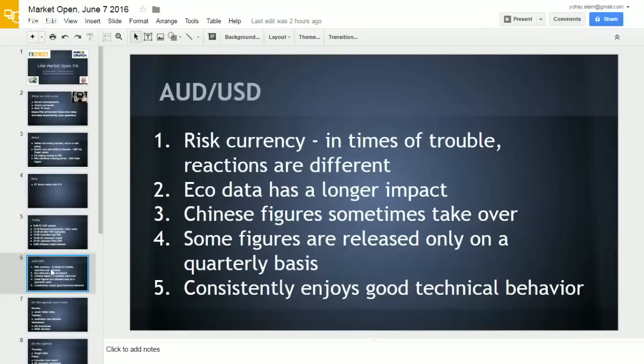Okay, the Australian dollar. So that's our special segment for today. The Aussie dollar, again, risk currency, rises when the mood is good, falls when the mood is bad. The economic data has a longer impact, but the immediate impact can be overshadowed by Chinese figures. It's the best proxy for China. Some figures released only on a quarterly basis, making publications in Australia sort of more impactful. And technically, it's one of my favorites, okay? I mean, over a long period of time. Okay, that's our special segment for today.